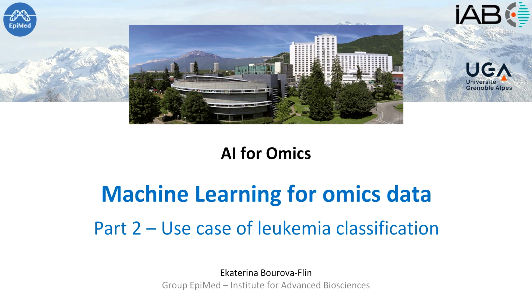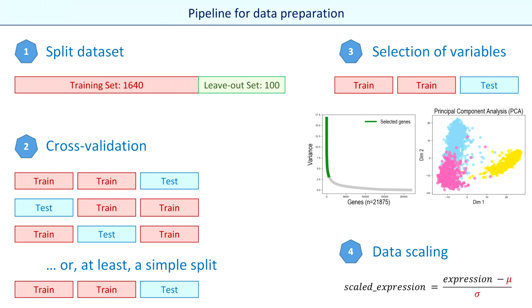This is the second part of the course dedicated to machine learning for omics data. In this part, we will train and compare several classifiers to predict leukemia diagnosis. From the first part of this course, we know how to prepare omics data for machine learning. A typical pipeline for data preparation is shown on this slide. If you don't remember why we need to apply all these steps, please watch the first part of the video.